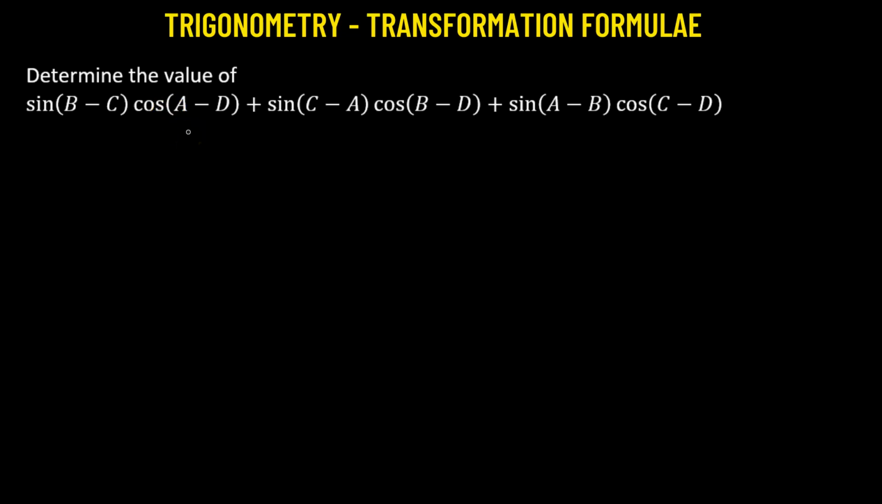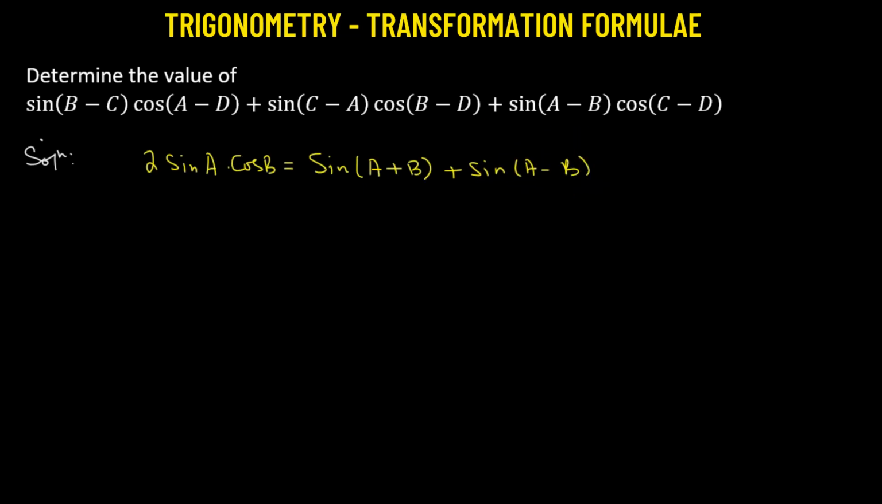So in this problem, we need to determine the value of the given trigonometric expression. So let us begin. Now, if we observe each of the terms, we see that we have a product of a sine and a cosine function. Now that means here we can apply the transformation formula, which is, if we have 2 times sine of angle A times cosine of angle B, that becomes equal to the sum of two sine functions. So we'll get sine of A plus B plus sine of angle A minus B.